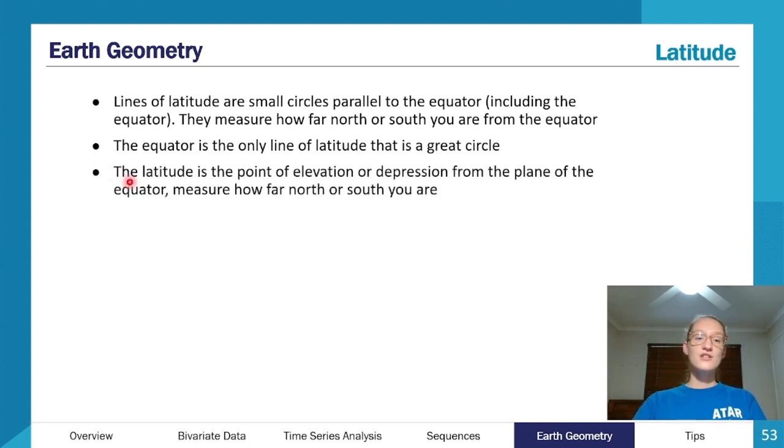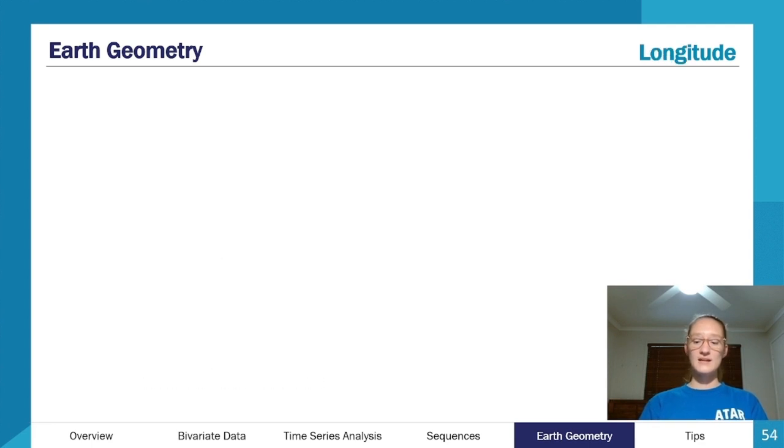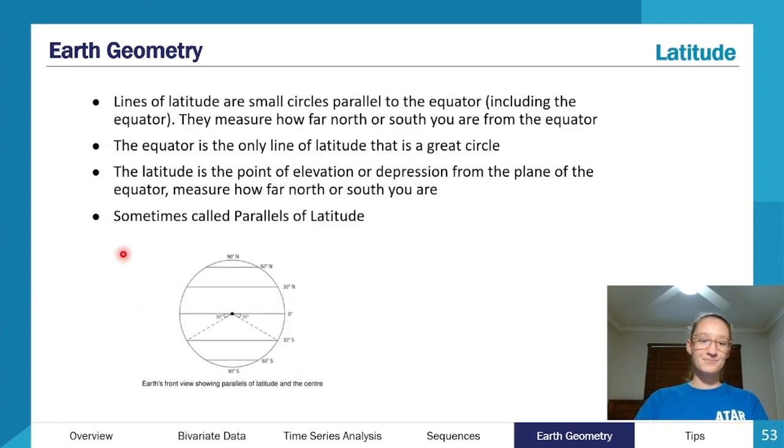And the latitude, like I said earlier, is the angle of elevation or depression from the plane of the equator, which measures how far north or south you are. And lines of latitude are also sometimes called parallels of latitude. They're referring to the same thing. Okay, so I've just got my one illustration.